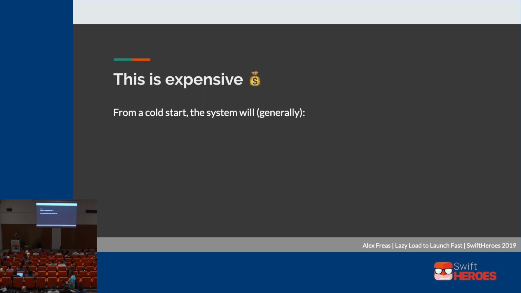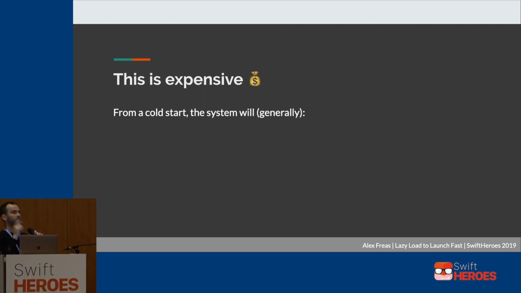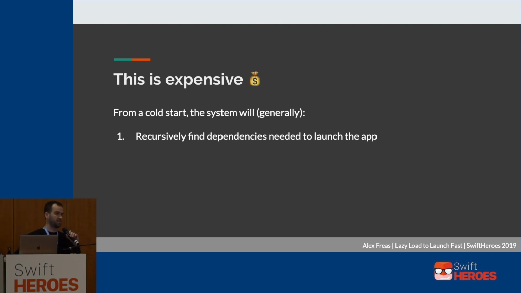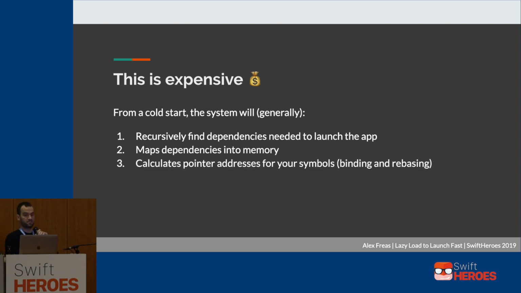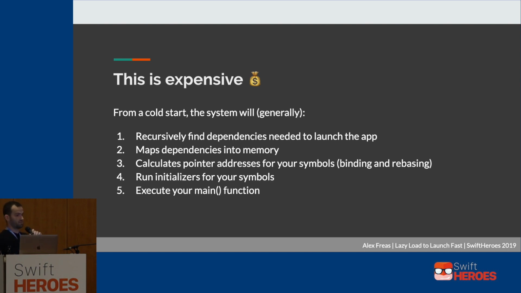This is a generalization of dyld2 and dyld3, so it's not totally spot on, but basically it recursively finds dependencies needed to launch the app. This is contained in a manifest that your app provides. It maps those dependencies into memory. It calculates pointer addresses for those symbols that are loaded. This is called binding and rebasing. And it runs initializers for your Objective-C symbols and for the runtime. And then the main function is executed.